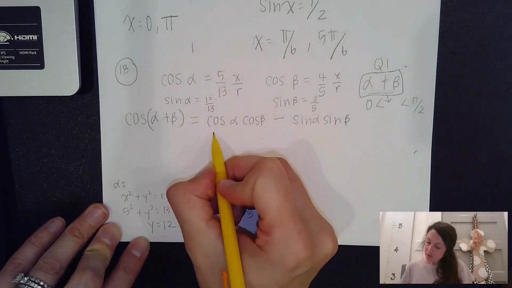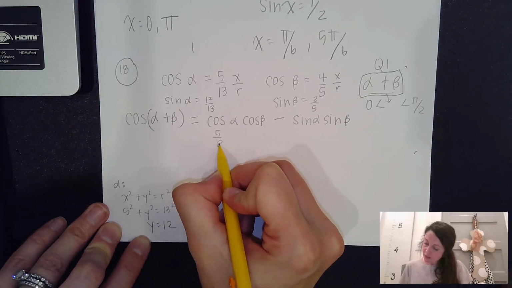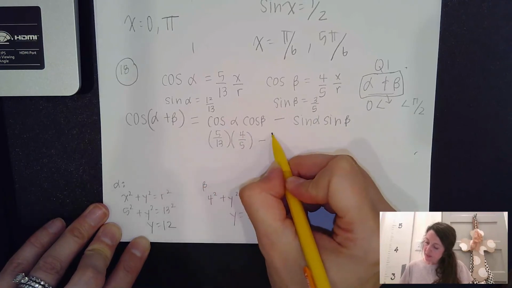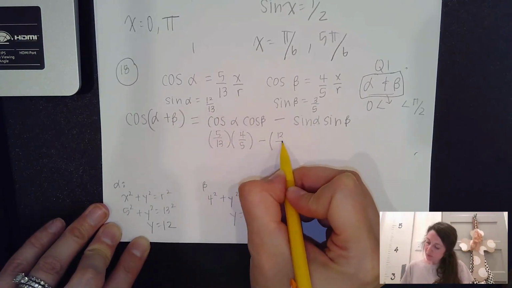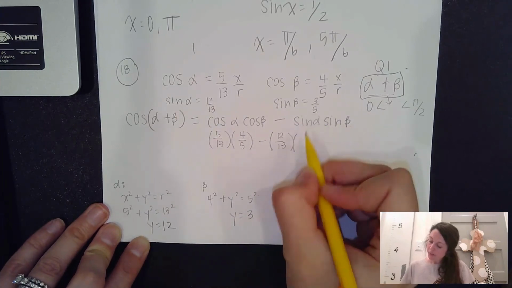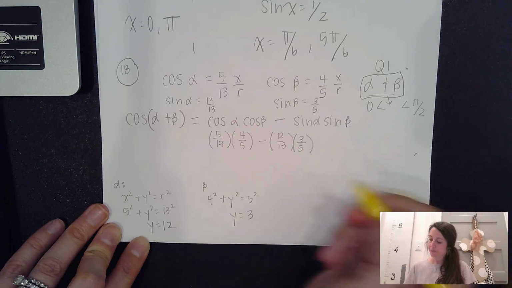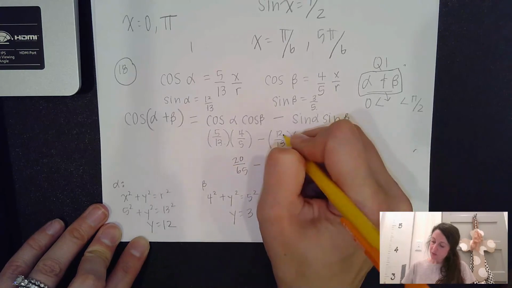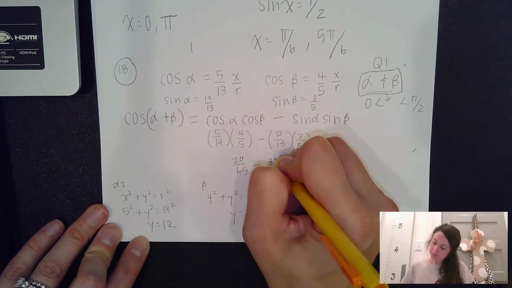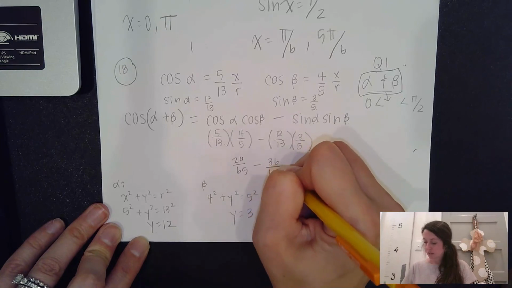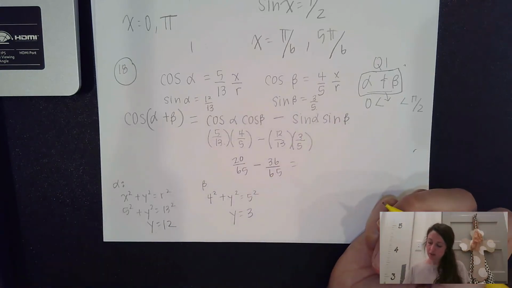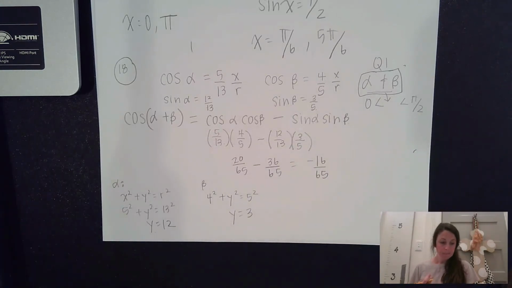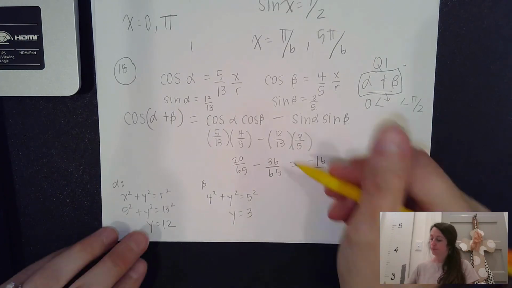So then I'm going to simplify here. Cosine of alpha is 5 over 13. Cosine of beta is 4 over 5. Sine of alpha is going to be 12 over 13. Sine of beta is going to be 3 over 5. So 5 times 4 is 20. 5 times 3 is 15, so 13 times 5 is 65. 12 times 3 is 36. And a 65 here. So 20 minus 36 is negative 16 over 65. And that's my final answer.